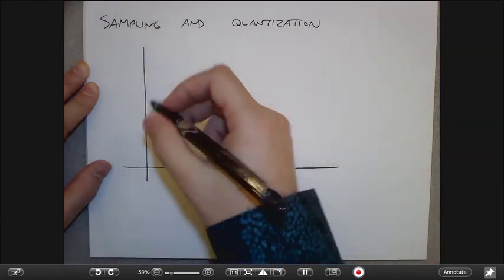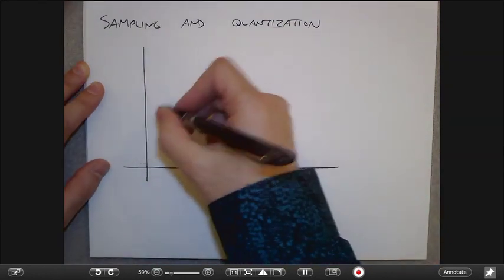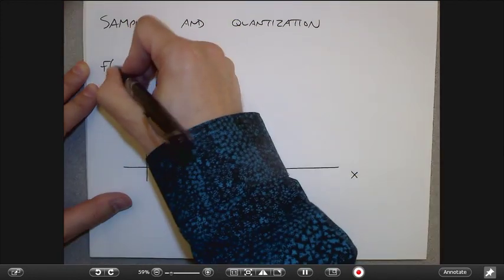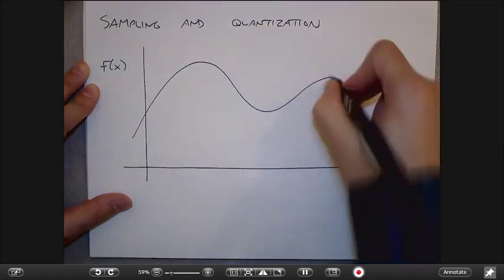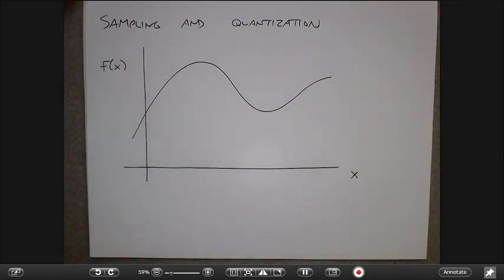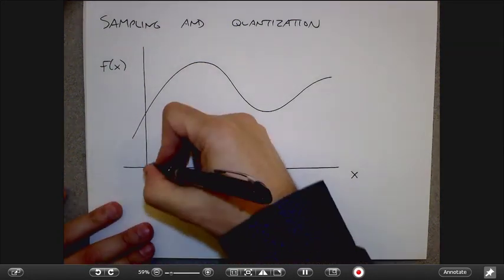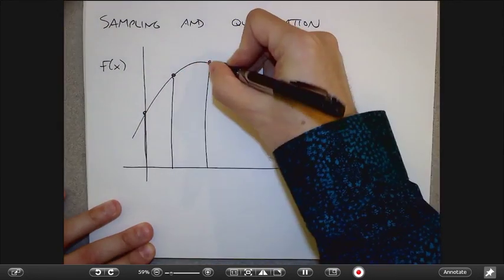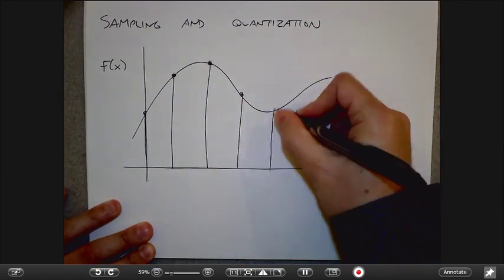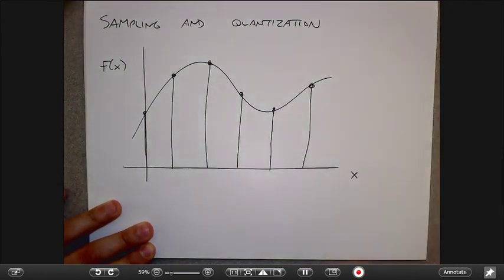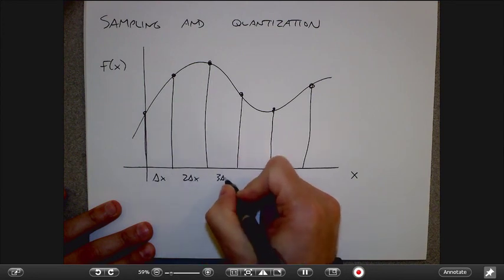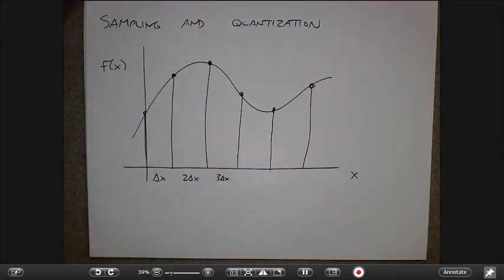So kind of like the pictures that we drew in signal processing and signals and systems in DSP were along the lines of this. Let's suppose we had a function of x. So sampling is basically saying that I don't get continuous samples of this function. Instead, what I get are discrete samples like this. So this is like delta x, 2 delta x, 3 delta x, and so on.